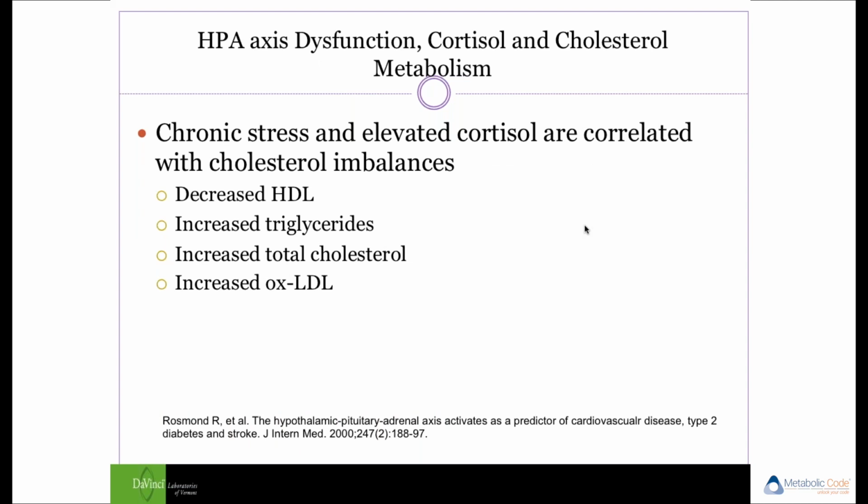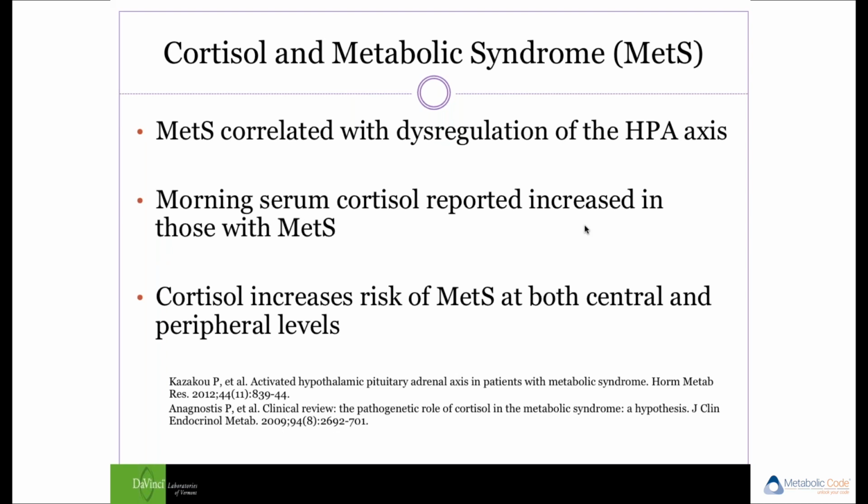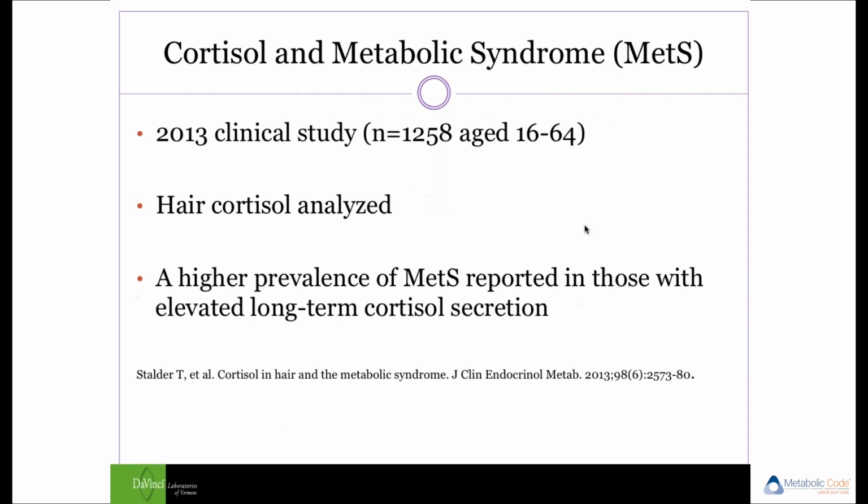So HPA axis dysfunction, cortisol and cholesterol metabolism: chronic stress and elevated cortisol are correlated with cholesterol imbalances, and that means just like hypothyroidism is linked with hyperlipidemia, so too are chronic states of stress. In addition to this, of course, stress has been linked with metabolic syndrome because it's correlated with dysregulation of the HPA axis. So morning serum cortisol is reported to be increased in those with metabolic syndrome, and that cortisol increases risk of MetS at both central and peripheral levels. And this makes sense because of the bidirectional relationship between cortisol and glucose control, cortisol and cardiovascular function, cortisol and obesity. All of this can be mediated to one degree or another because of stress.